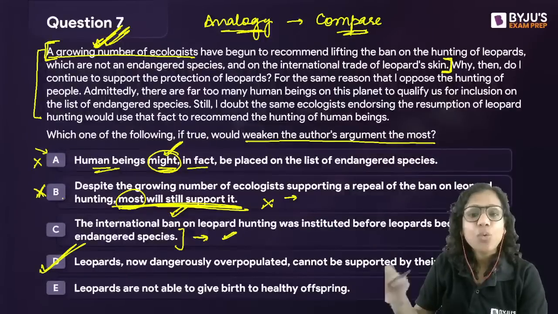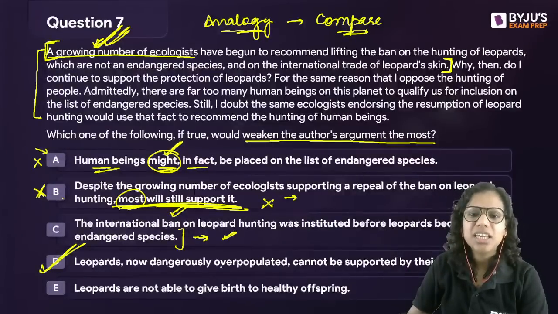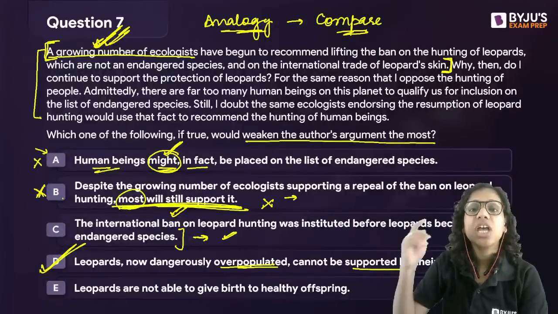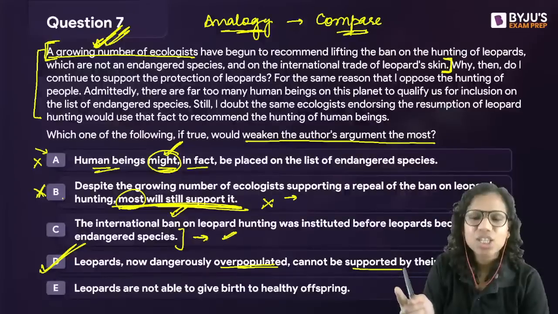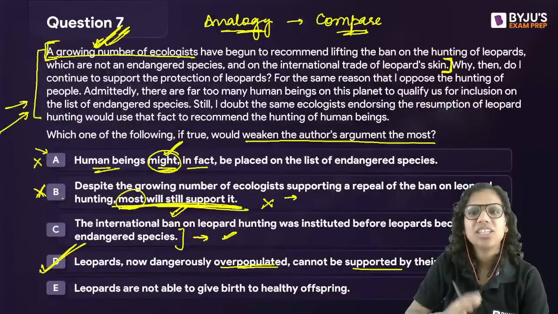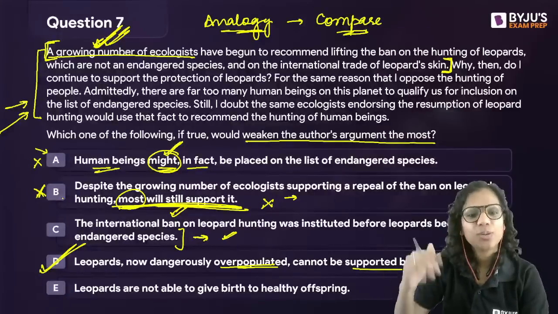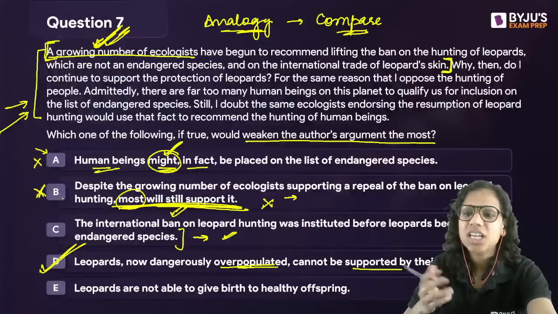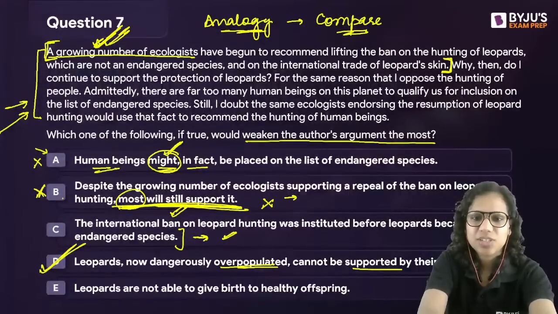D. Now, if you say D, that leopards are dangerously overpopulated and they can't be supported by their ecosystems, you are making a case for lifting the ban. You are going against the author. The author is saying that the ban should stay in place. You are saying no, that the ban should be lifted because they can't be supported by the ecosystems. Get it? That is why D is our answer here and not the other options.